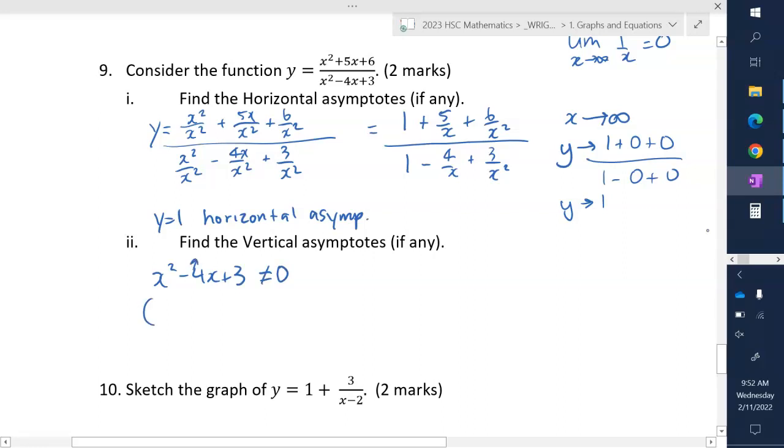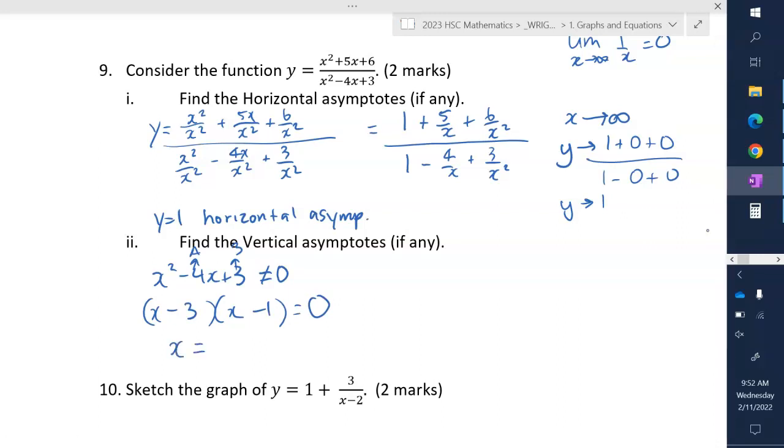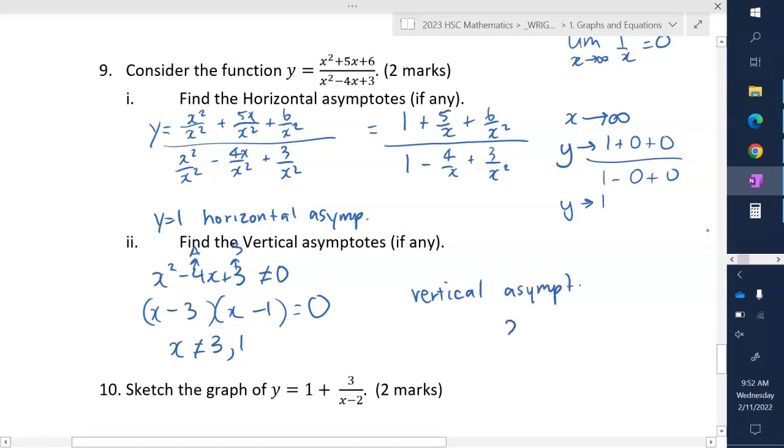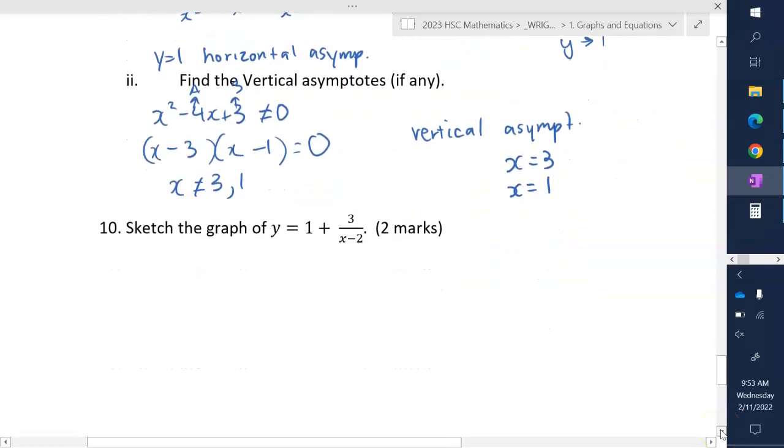What do we get? We're going to add to minus 4. We're going to multiply to 3. What are we going to have? We're going to have minus 3 and minus 1, giving us x cannot equal 3 and x cannot equal 1. So our vertical asymptotes, let's go short for asymptotes here, at x equals 3 and x equals 1. I didn't ask you to draw that graph, but we could also draw that graph. That would not be a very nice one to draw, I don't think.